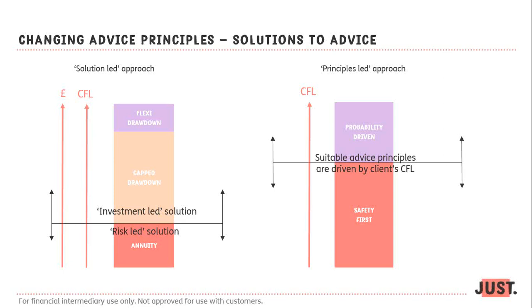If they fall below that line, then the advice approach that should be adopted has a label. We haven't had a chance to explain that label as yet, but it is safety first. Fundamentally, what that is saying is that you need to adopt an approach where you're taking a certain level of risk off the table for a certain amount of the client's regular expenditure.